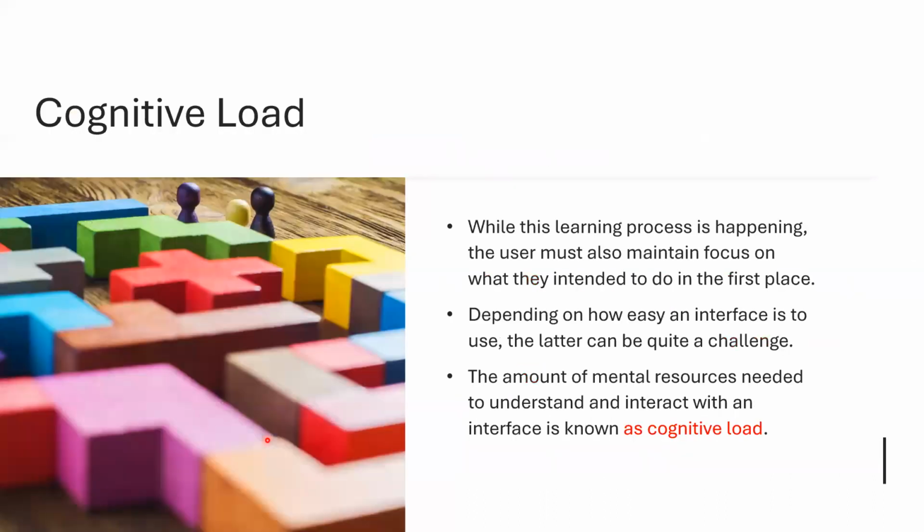choosing the UI control elements, user input, they are all relevant to user cognition. So in the cognitive load, while this learning process is happening, the users must maintain focus on what they intended to do in the first place, right?